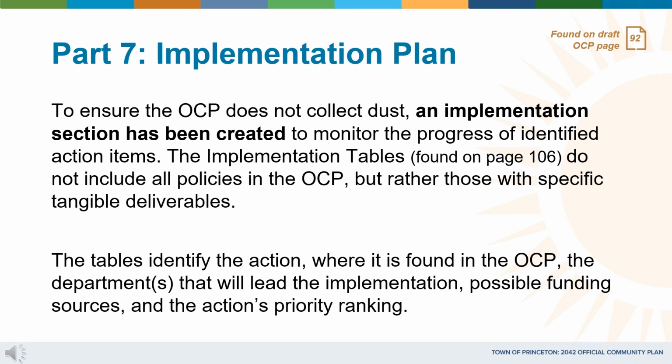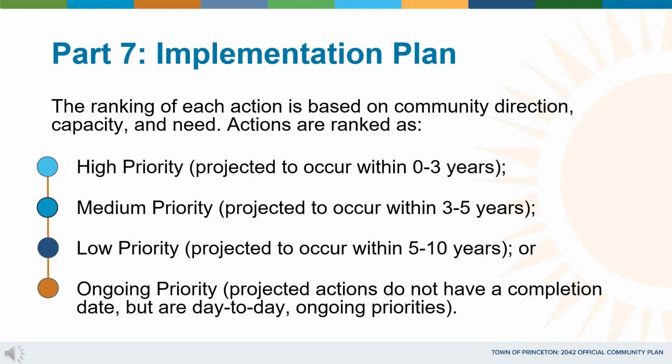This section identifies all of the tangible actions and future projects identified in the OCP. The tables identify the action, where it is found within the OCP, the departments that will lead the implementation, funding that may be accessed to support the action, and the action's priority ranking. The rankings of each action is based on community direction, capacity, and need.